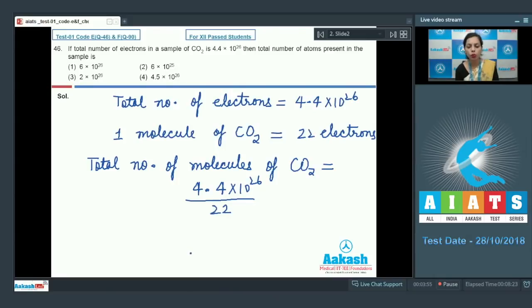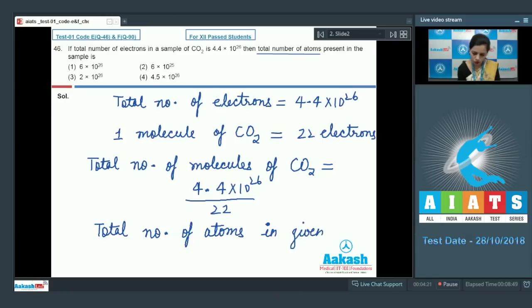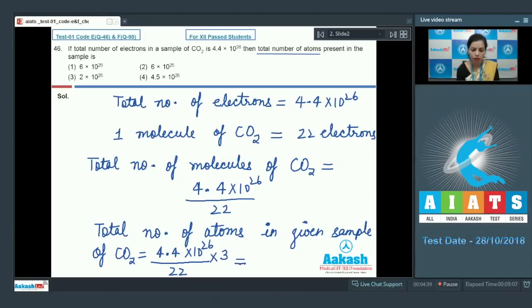So these are the total number of molecules, but we need to find out the total number of atoms. How can we calculate it? We know that one molecule contains 3 atoms in case of CO2. So definitely the total number of atoms in CO2 would be equal to 4.4 into 10 raised to the power 26 divided by 22, into 3. And if you solve this, you will find that the total number of atoms is 6 into 10 raised to the power 25.